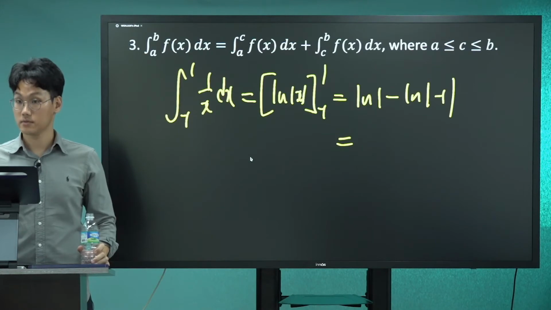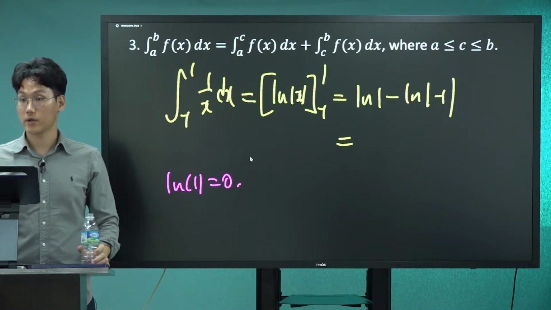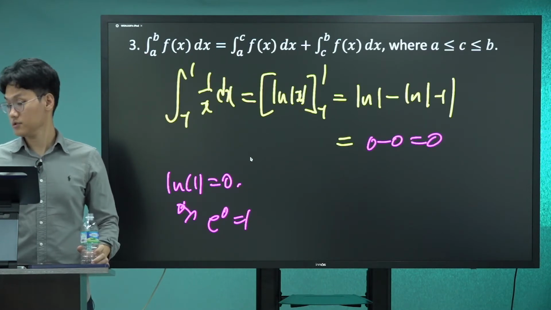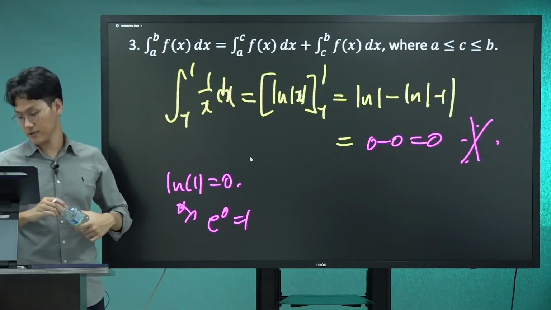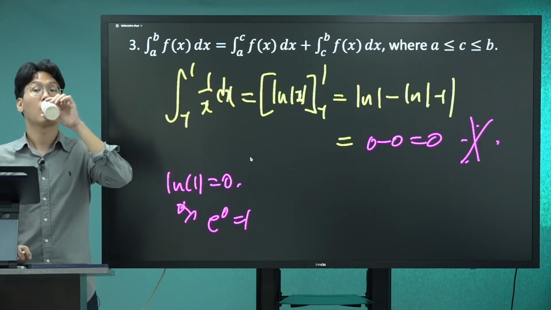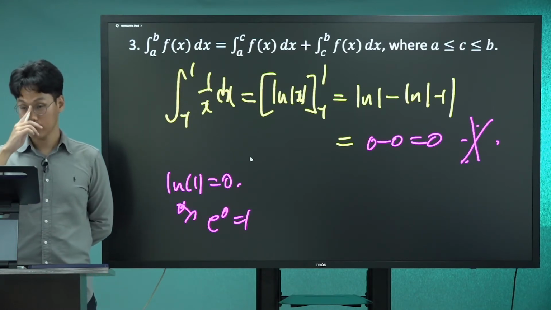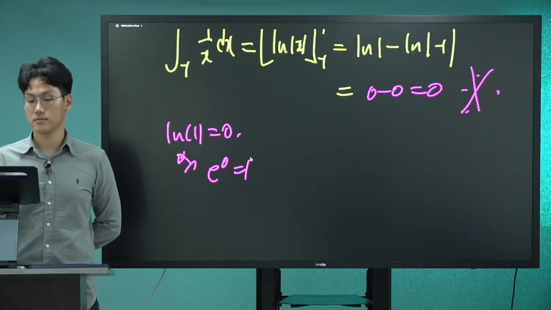Did you say 1? 0. ln 1 is a 0, okay? Because each power of 0 is 1. So it's going to be 0 minus 0 and 0. This, thank you, Hansol, is actually wrong. This is a contradiction. Why is this a contradiction? Can anyone tell me why my approach is wrong?